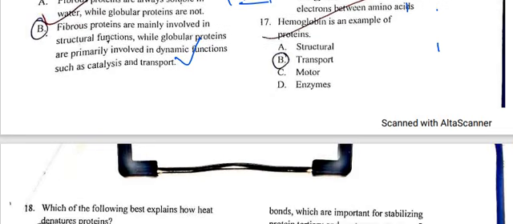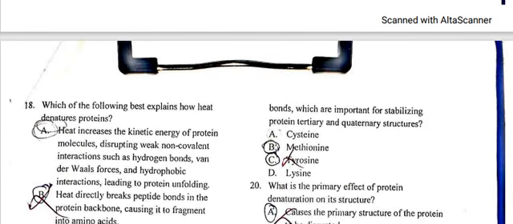Important to understand. Question 17 says hemoglobin is an example of proteins. This is not structural. Hemoglobin is simply for transportation. Okay, because it contains about 4 pockets where oxygen will have to bind, and then it is carried along in the blood, delivered to various cells where gaseous exchange is going to take place, and eventually formation of energy and other things. Okay, so we go to question 18.